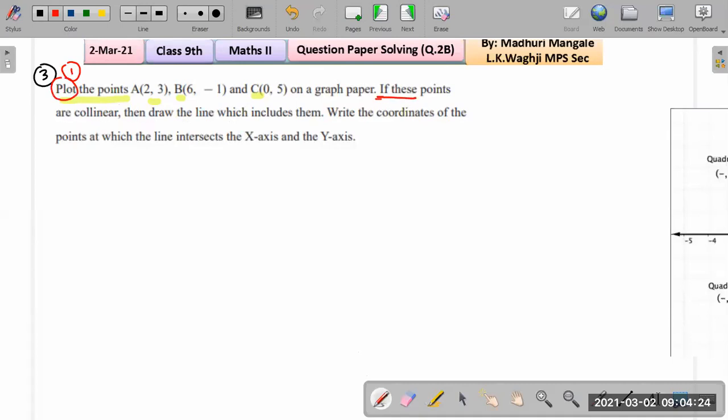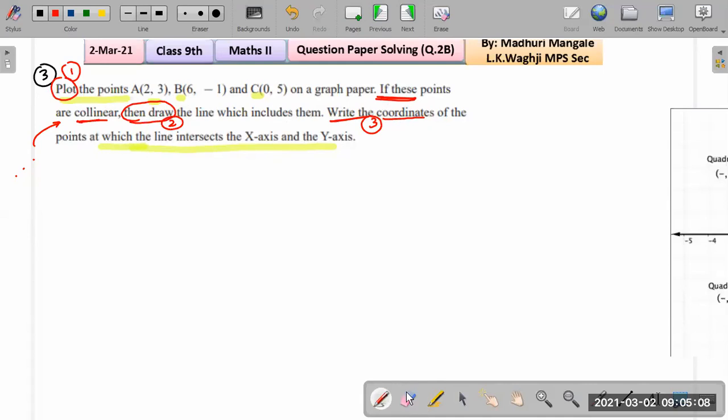Second thing, if they are collinear, means if the points form a straight line, it is called collinear. So if the points are forming a straight line, only then we have to draw that line. And finally the third part is write the coordinates of the points at which the line intersects the x-axis and the y-axis. So we have to find the coordinates where the line intersects the x-axis and the y-axis. Do you see there are 3 parts to this question, and each part is for 1 mark. So let's start with the first part, that is to plot.